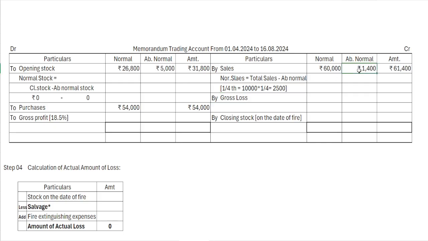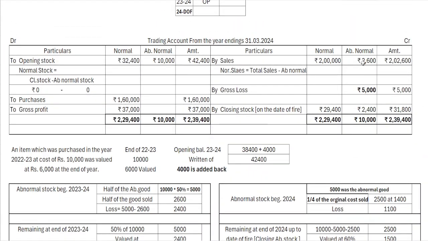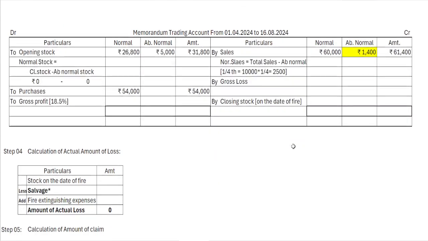2500 worth is sold here and 5000 worth is sold here. Then the remaining is 2500. Let's calculate here. First we sold 50%, then we sold one fourth of the original stock, which is 2500. Then the remaining is equal to this plus this.